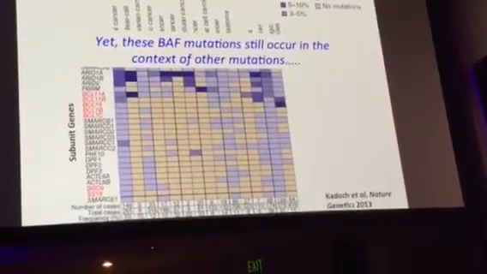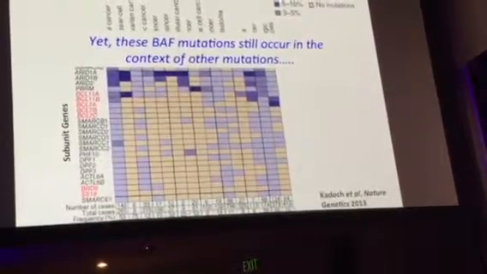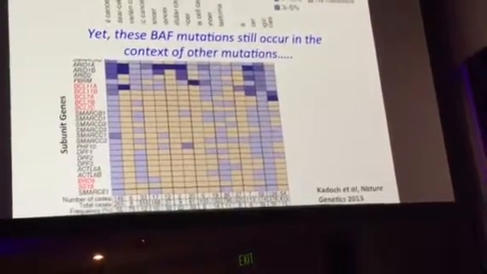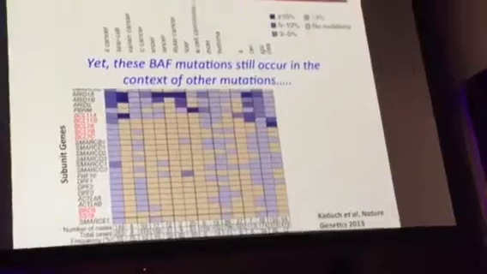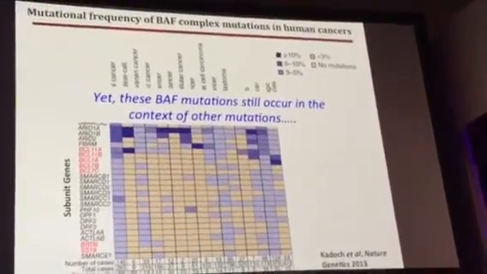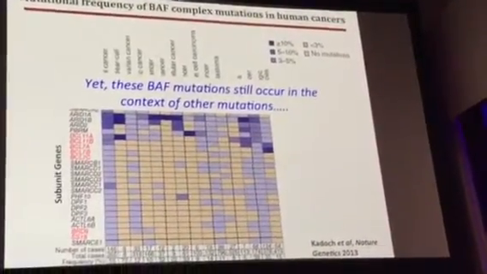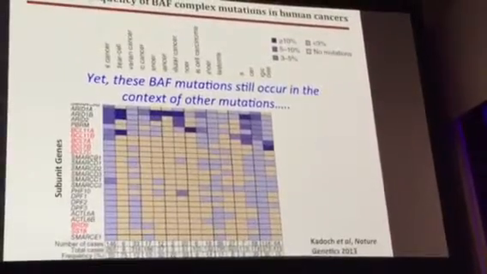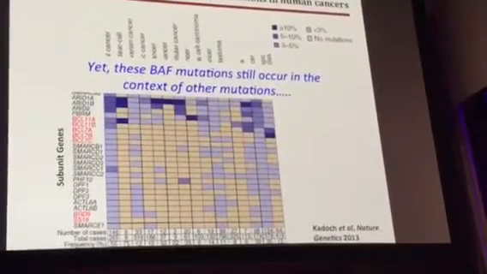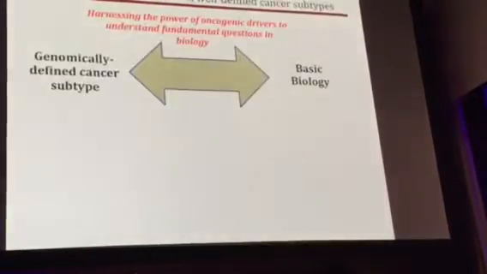Yet, if we're really trying to prove that these complexes, when perturbed, can play a driving role in cancer and therefore should be a target, we would need to say that that's the only event, the founding event that drove that cancer. Yet these mutations often occur in the context of other mutations. So how, as a biologist, were we able to really prove that these play driving roles?